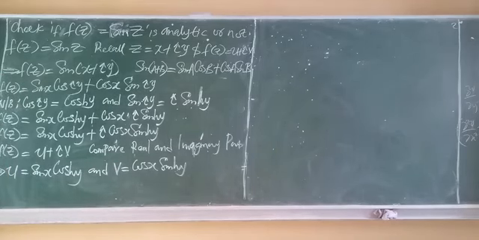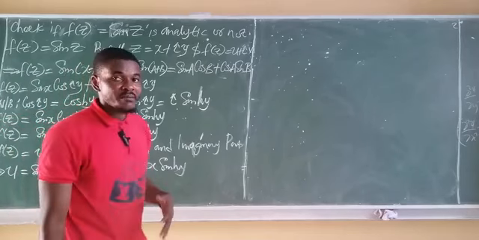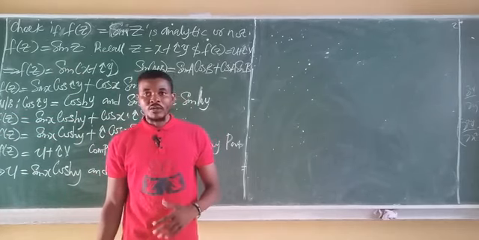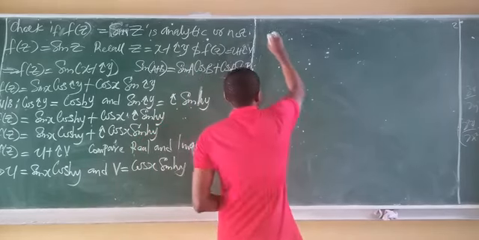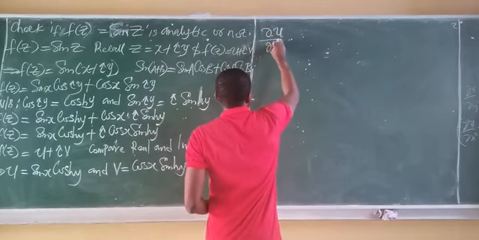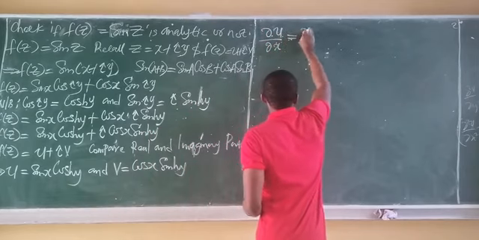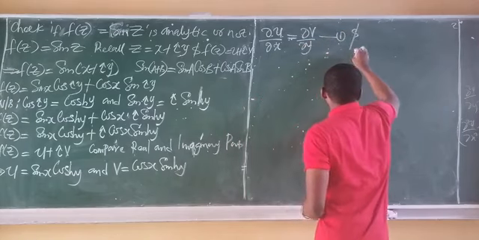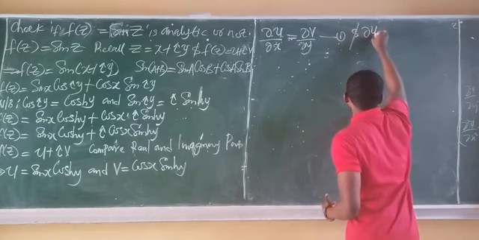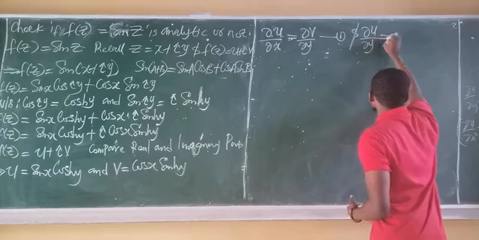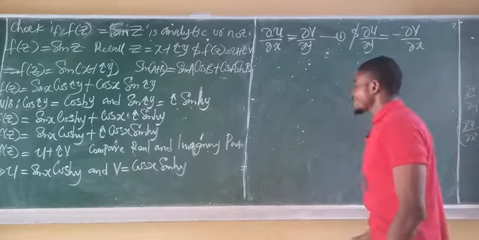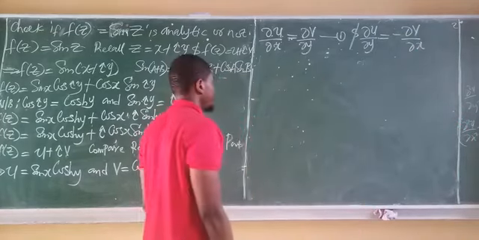We said that for a function to be analytic, it must obey the Cauchy-Riemann equations. What are the Cauchy-Riemann equations? Partial u over partial x must be equal to partial v over partial y. That's the first equation. The second equation says partial u over partial y must be equal to minus partial v over partial x. So let's see if this condition will be satisfied.